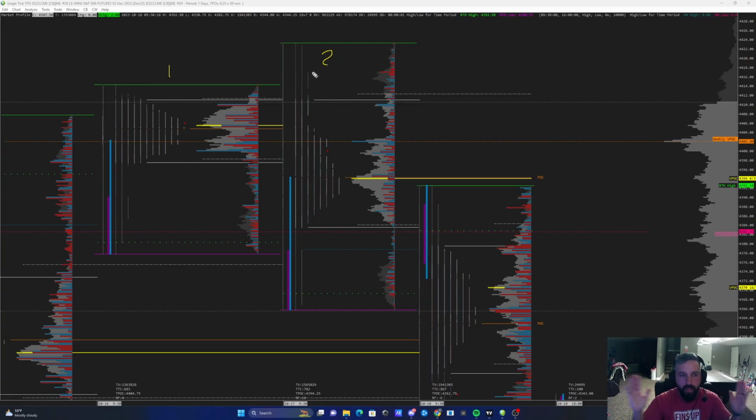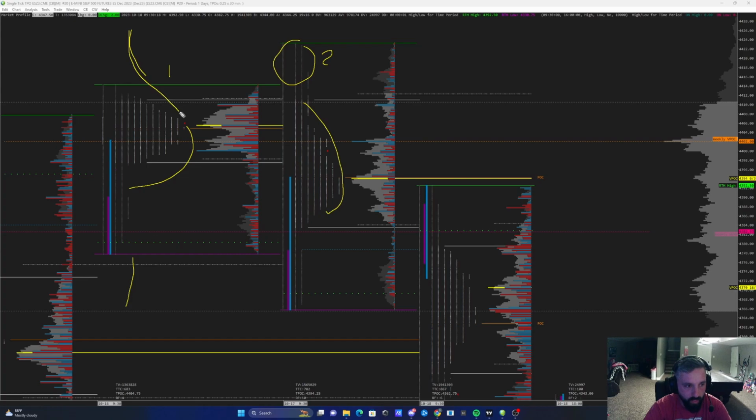If we combine these two profiles, what would we have? We would have this excess up at this high, this guy right in here, and this excess at this low. So what would we make up? We would make up a very nice bell-shaped profile from these 2 days.